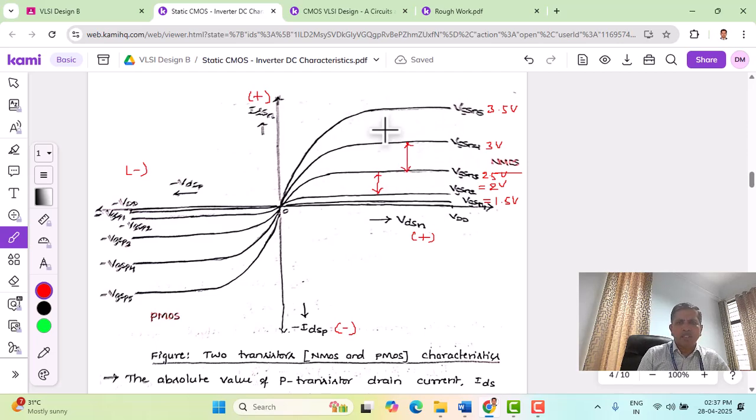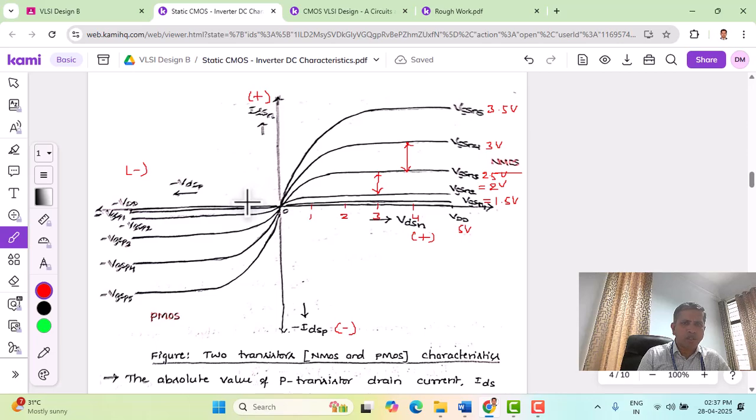So based on this, we can also show the PMOS characteristics, which falls in the fourth quadrant. Here we choose VDSN as 0 to 5 volts. We can even show incremental values like 1, 2, 3, 4 and 5 volts. So these are the various values of VDSN, and VDD is nothing but 5 volts.